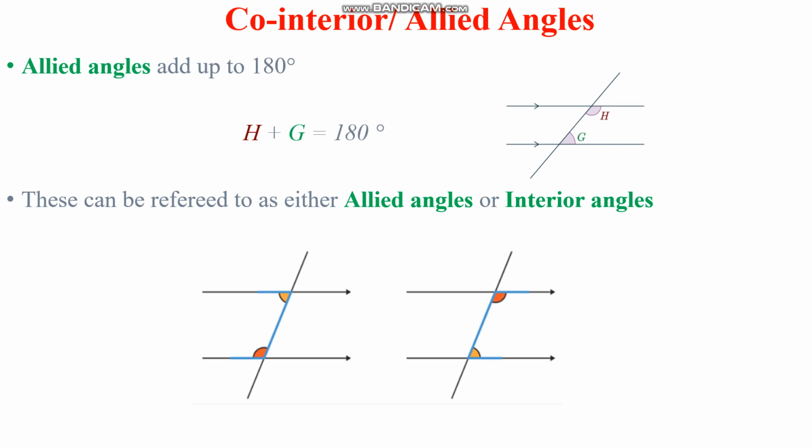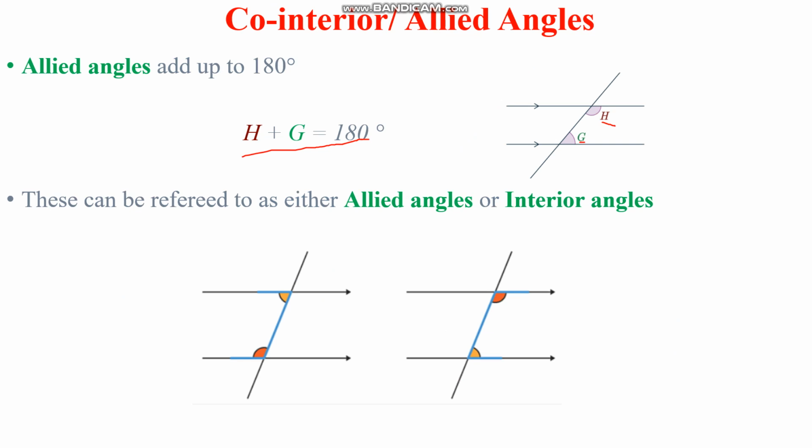And then another set of angles that can be formed on parallel lines is co-interior or allied angles. Those are angles on parallel lines, and they add up to 180. Their characteristic feature is that if you look at H and G and add up G and H, they should give you 180 degrees. So this is how they're represented on parallel lines, for example, H and G.